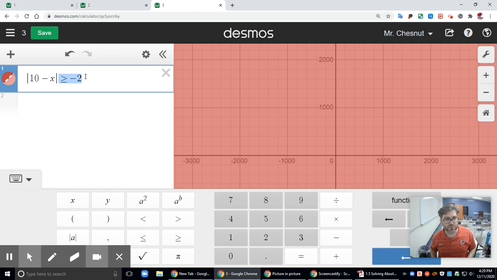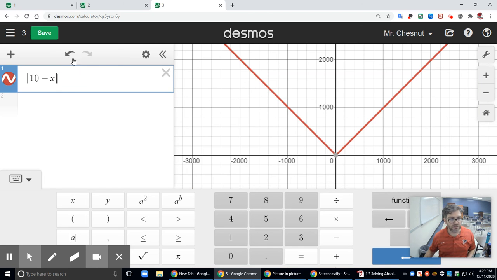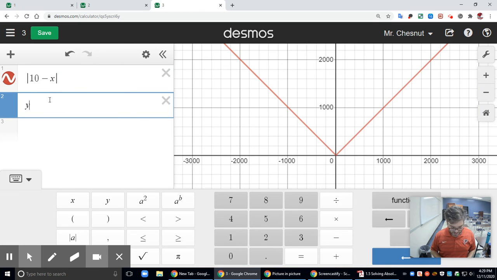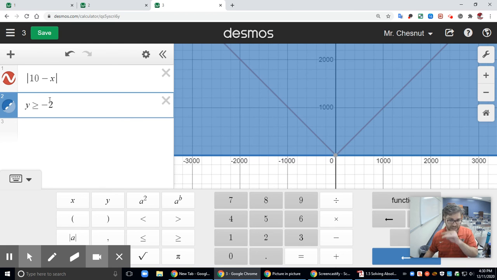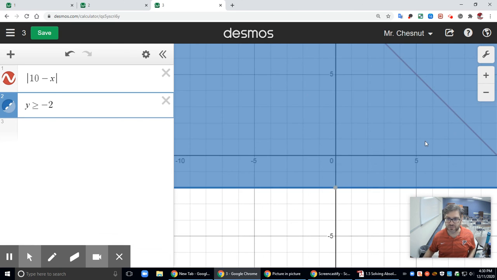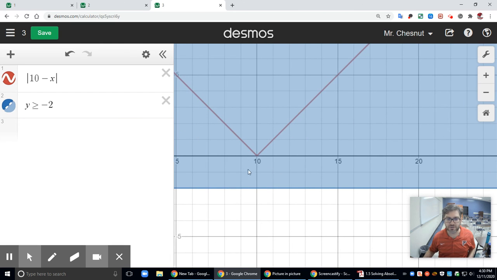If you want a clearer picture, type in y, then type in the second part of the inequality, and then you'll see that the shaded area completely covers up the V representing your absolute value part of the graph. If that happens, you have an all real numbers solution.